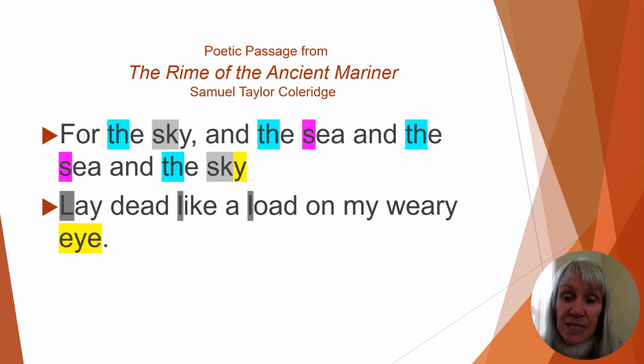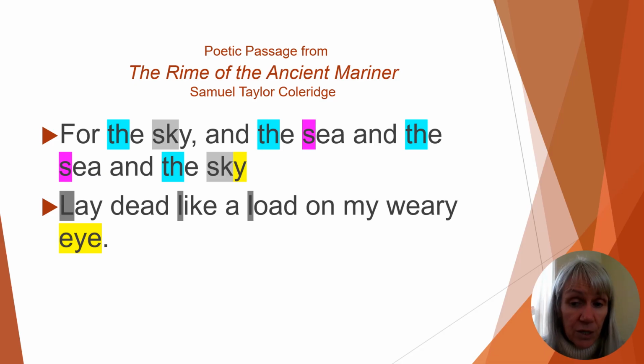Now we also have sky, right? And the sky, especially that S sound. Sky is repeated twice, okay? For the sky and the sea and the sea and the sky. Okay, so we see that repetition of the sk sound. And then we have the repetition of the s sound, as in sea, for the sky and the sea in the purple, and the sea and the sky. So we see that repeated in the purple.